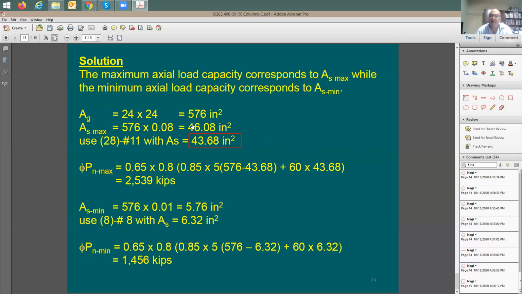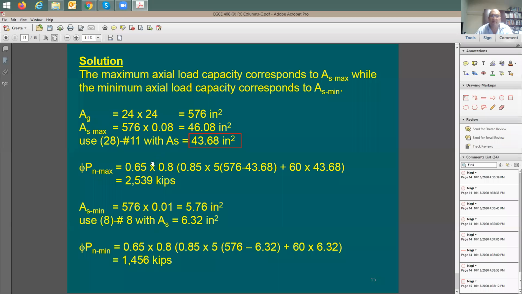Because I'm going to say here, 46 is impossible. You cannot put them there. You need to think about a good number of rebars that you can fit in the column. So I decided here to go with 28, number 11. And here's AS for it, or AST if you like.